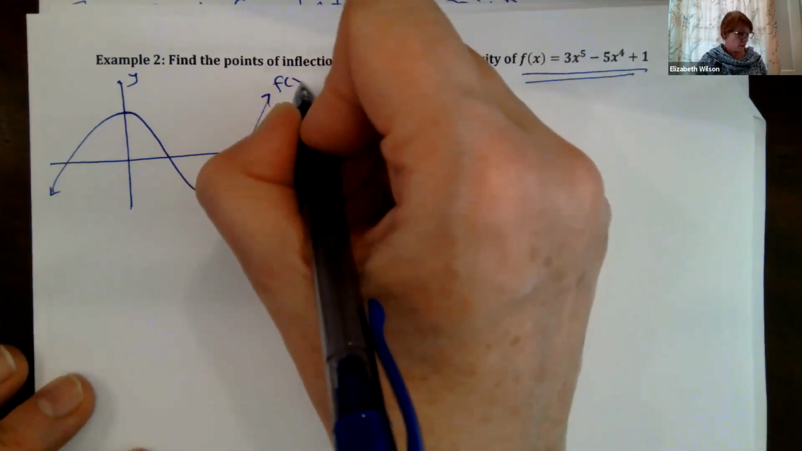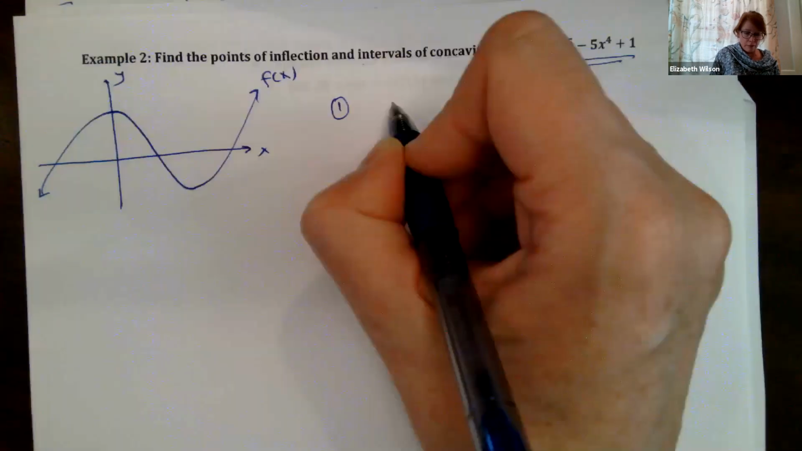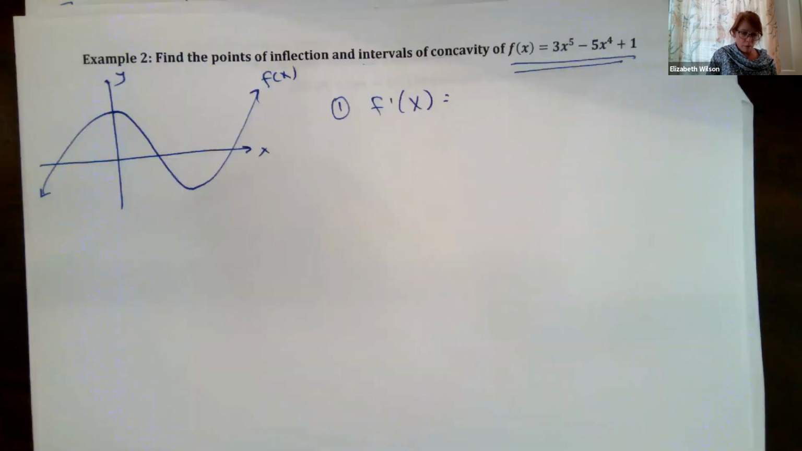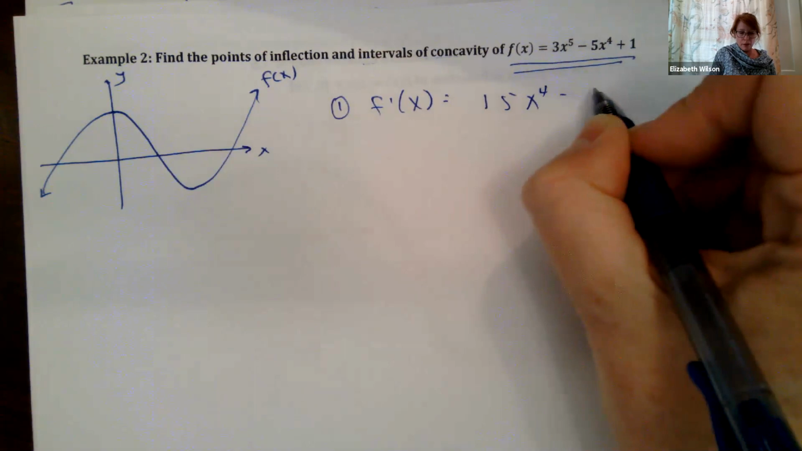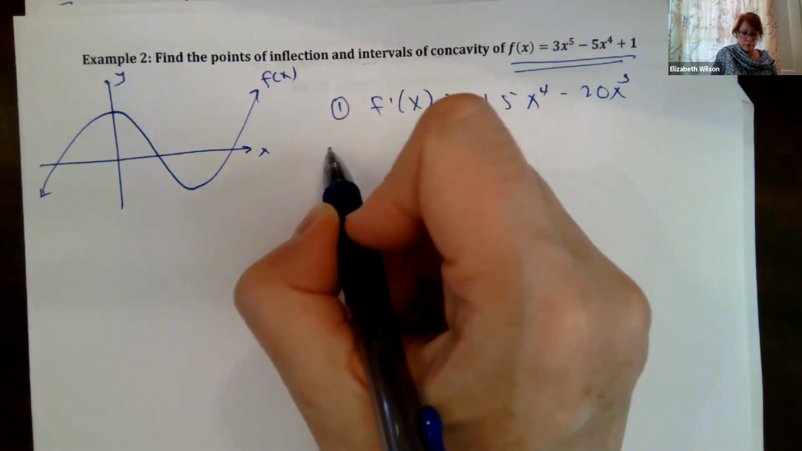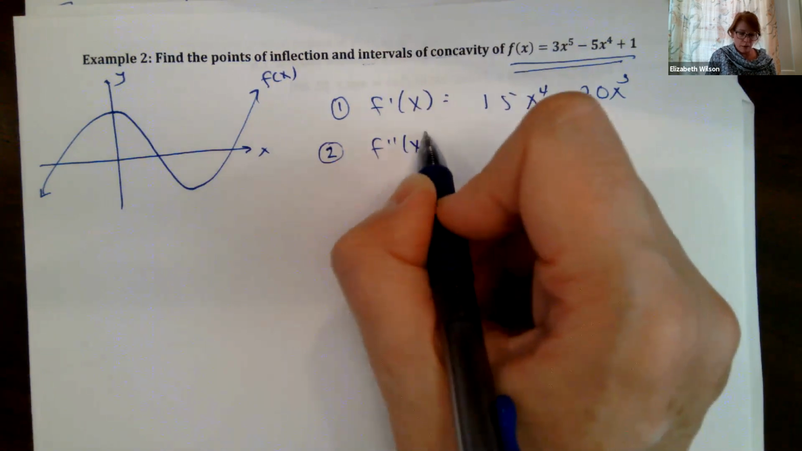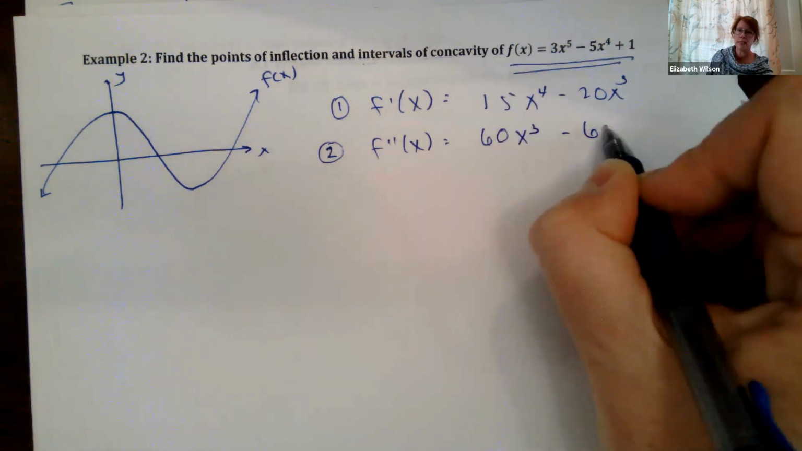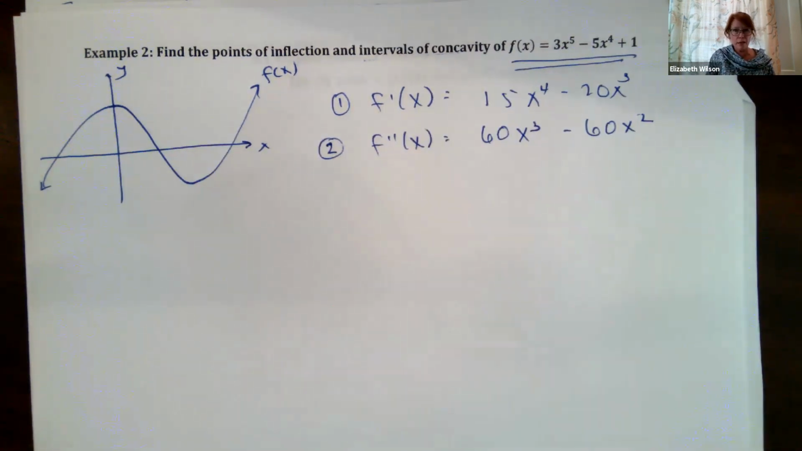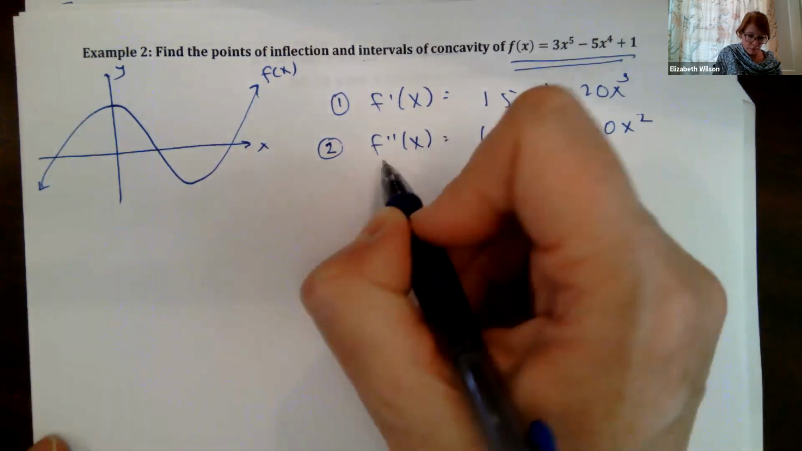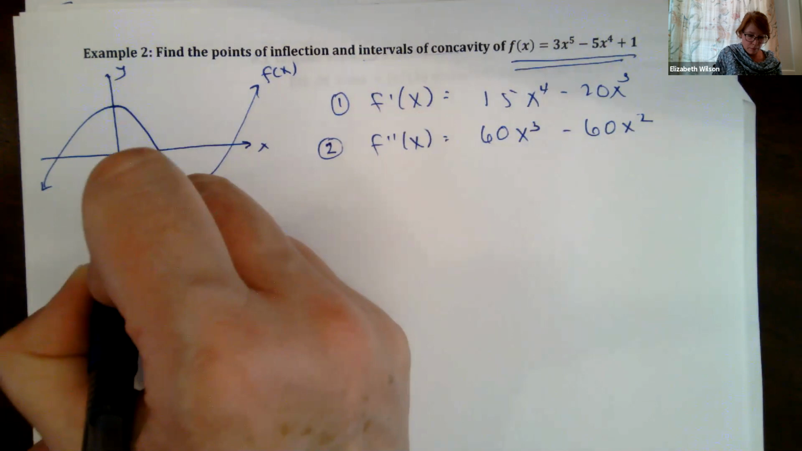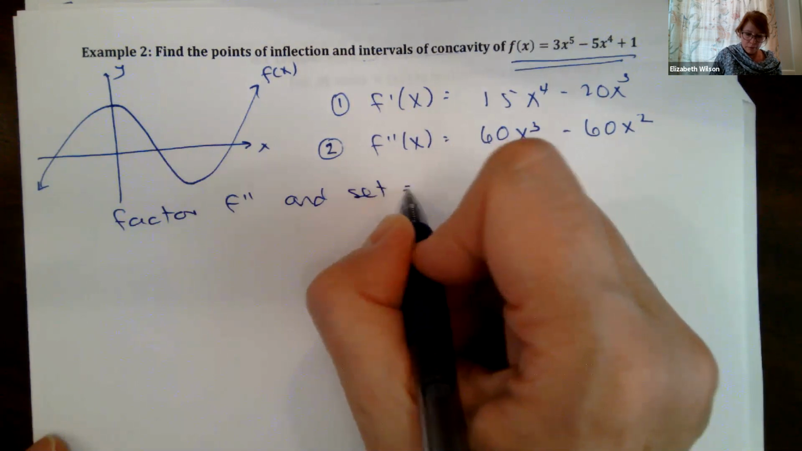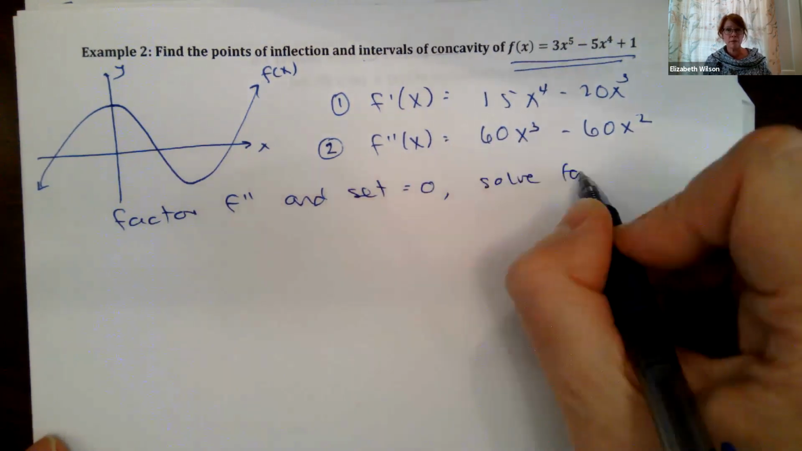Okay, helps me visualize. All right, so the first thing I need to do is take my first derivative. So my first derivative is 15x to the 4th minus 20x cubed. My second derivative, f double prime of x, same process. So this is 60x cubed minus 60x squared. Now I need to factor this and set it equal to 0, and then solve for those x values that give me my second derivative equal to 0.